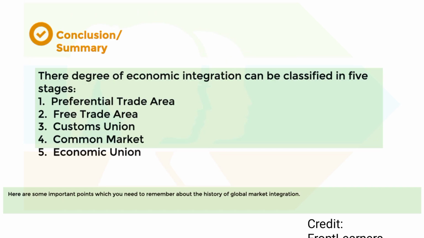And here are some important points which you need to remember about the history of global market integration. The degree of economic integration can be classified in five stages. Number one, preferential trade area. Two, free trade area. Three, customs union. Four, common market. And five, economic union.